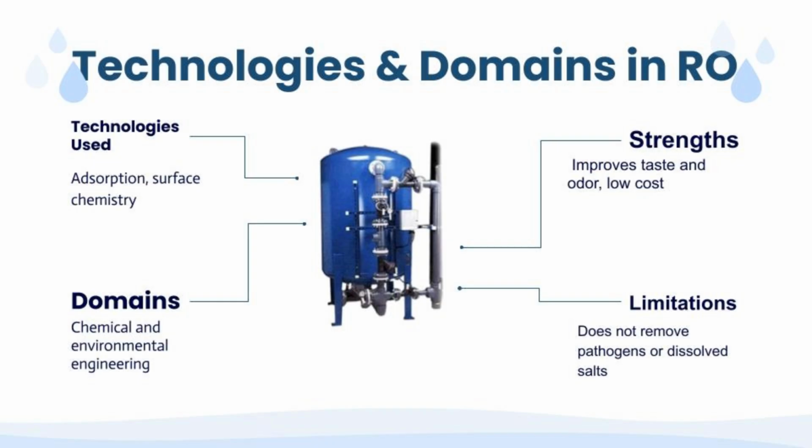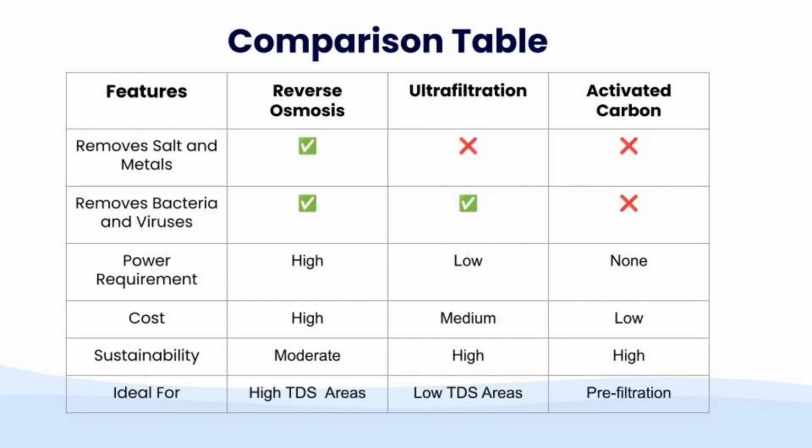The strengths of activated carbon filters are their low cost, eco-friendliness, and the fact that they improve taste and odor. However, they cannot remove pathogens or dissolved salts, so they're usually used in combination with other systems rather than as a standalone solution. Now that we've seen how each technology works, let's compare them directly. Reverse osmosis removes almost all contaminants, but it requires high energy and wastes water. Ultrafiltration removes bacteria and suspended solids without electricity, but it doesn't handle dissolved salts. Activated carbon improves taste and removes organic chemicals, but not pathogens or metals.